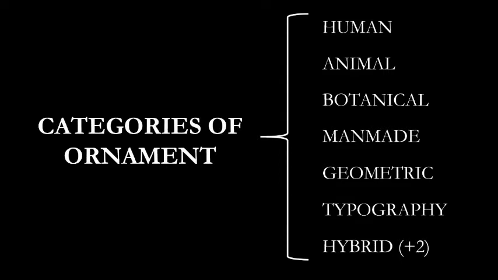One way is by learning about the various categories of ornament. So after we consider this question of when to use ornament, we begin to look at what types of ornament should be used. An ornament in itself can be broken down into 7 categories: human, animal, botanical, man-made, geometric, typography, and a hybrid, which usually comprises 2 or more of the above. So let's look at a couple of examples.